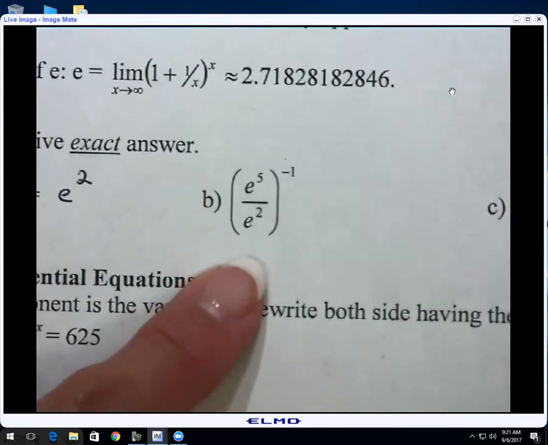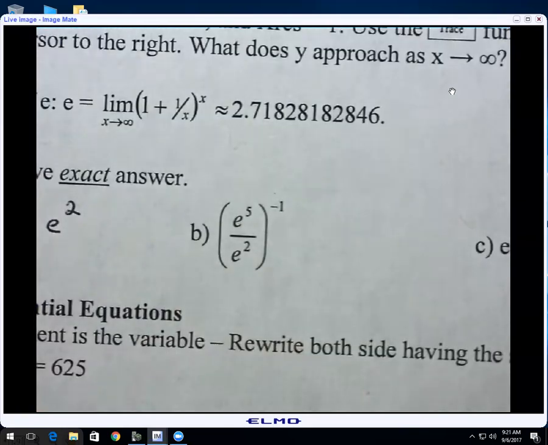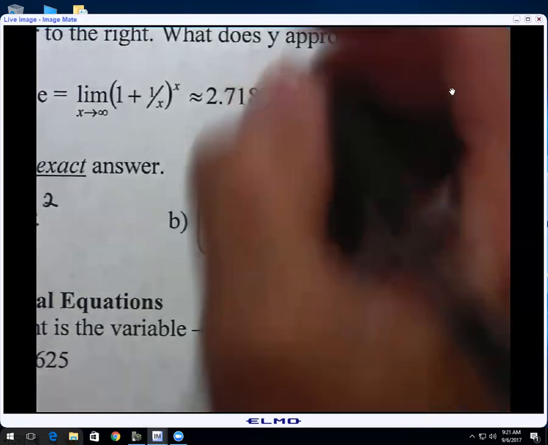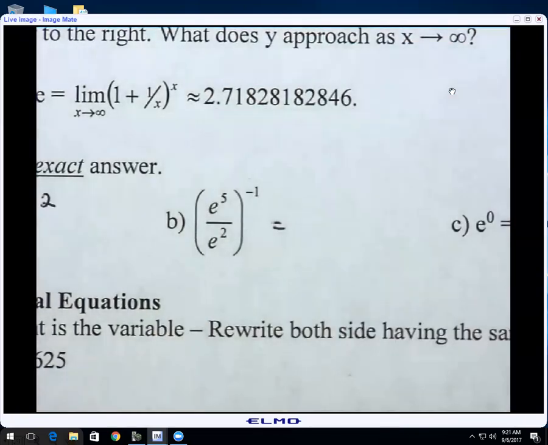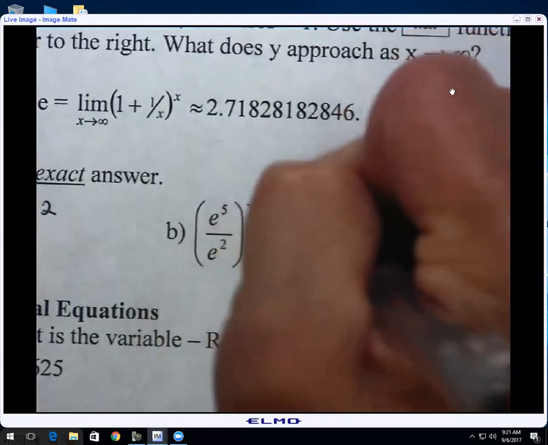What could you do in the B part? All right, you could flip it first and then take care of what's inside. That would be absolutely okay. My gut says take care of what's inside parentheses before you worry about what's outside. Not that it's going to make a difference in this problem, but in some problems it's easier to simplify what's inside before you worry about what's outside. So what does that fraction inside the parentheses simplify to? That's just e to the third.